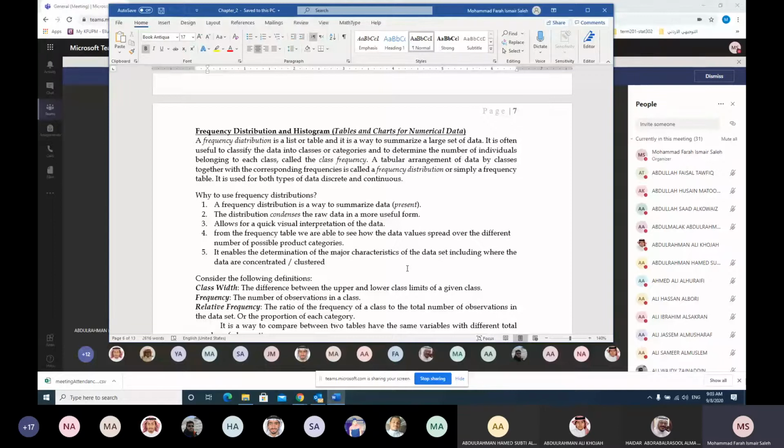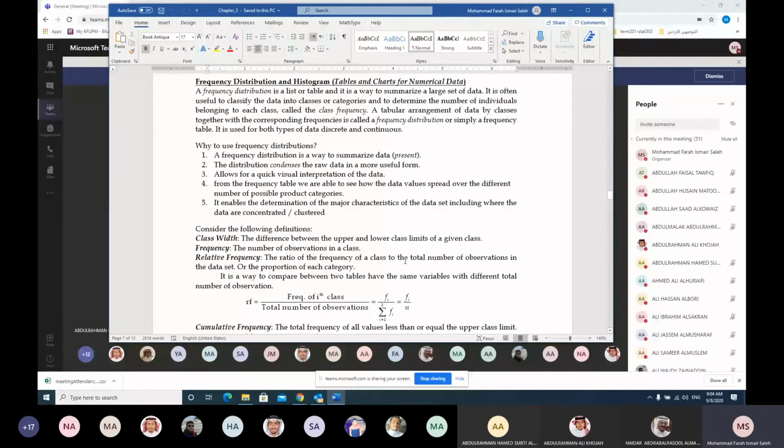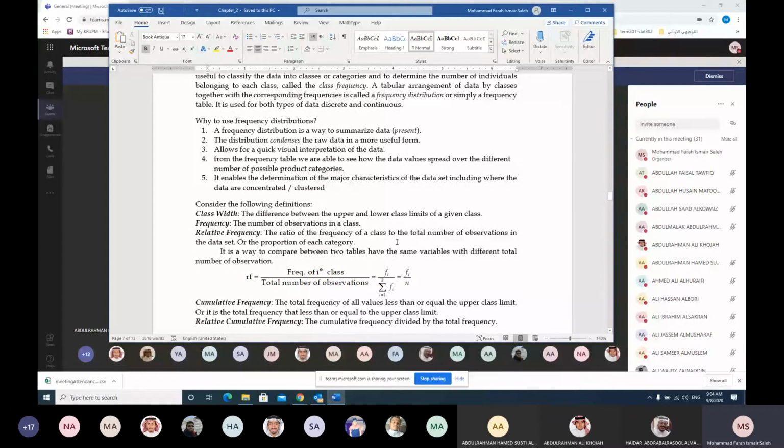In general, it gives us a quick visual interpretation of the data about the center, the shape, and the variation. We take care about something called the class width, the difference between the upper endpoint and the lower endpoint for each class. The frequency is how many values we have in each class. The relative frequency is the ratio between the number of observations in the class and the total. At the same time, we have the midpoint, the center of any class. How can we build this table? Don't forget that it's a table with 2 columns.